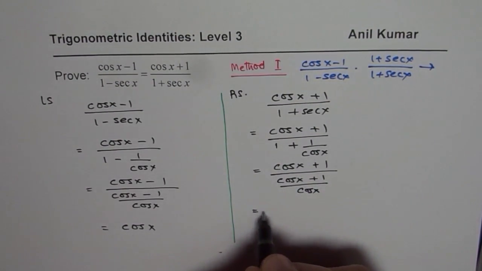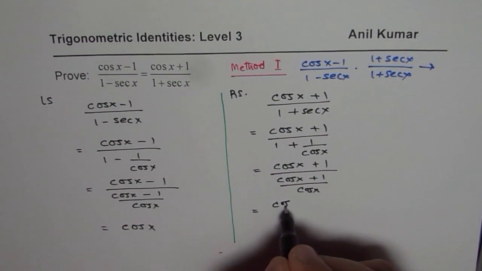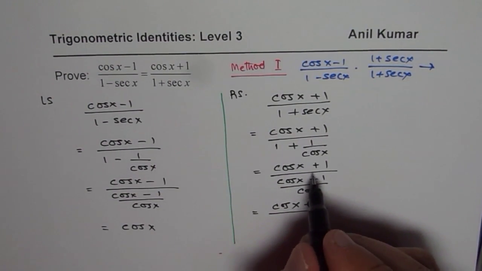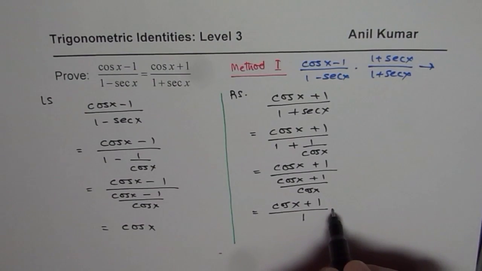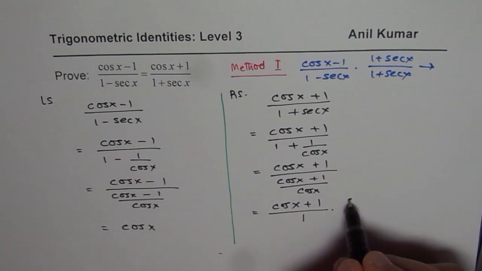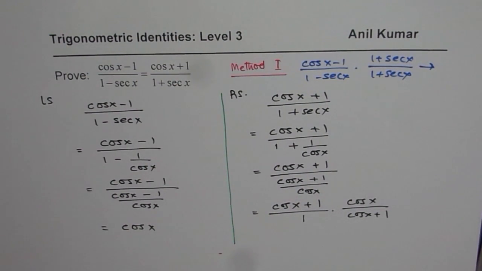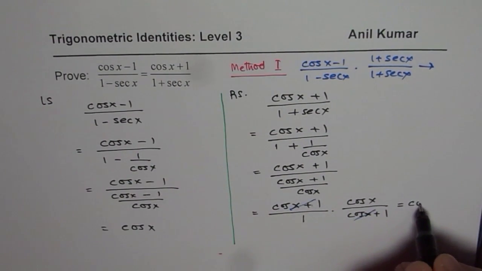This time, let me write this in a different way, which I think will be more familiar to you. So we have cos x + 1, I'm just writing 1 here, and this divided by, we could write this as cos x over (cos x + 1). So now it becomes very clear that we could cancel these factors, right? So what you get here is cos x.